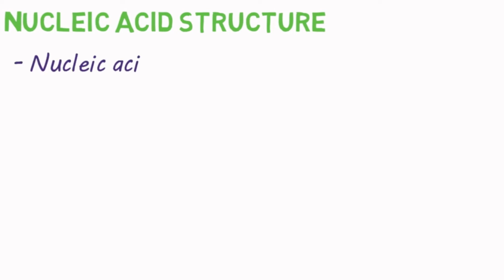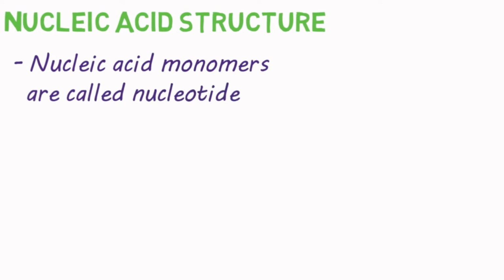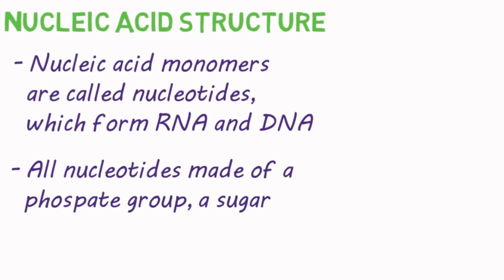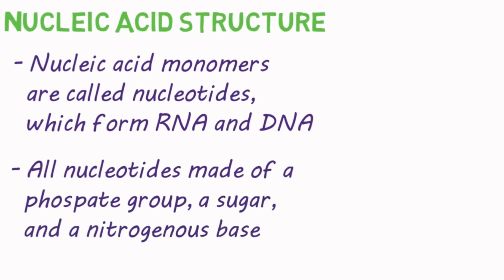Monomers of nucleic acids are called nucleotides. These are the basic unit of nucleic acids that bond together to form RNA and DNA. All nucleotides are made up of three main components: a phosphate group, a sugar, and a nitrogenous base.